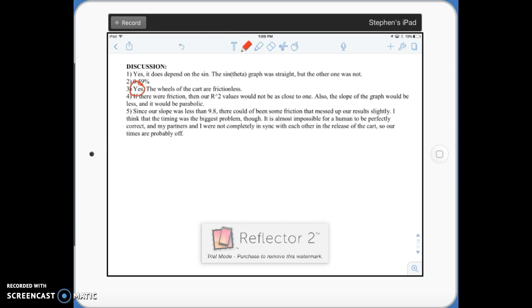And also then some clearly incorrect facts, like the wheels of the cart are frictionless. They're good, but they're not actually frictionless. There's always going to be friction. You actually can't completely eliminate it. And then if you're looking at his discussion of error down here, most of these are not very well thought out responses.